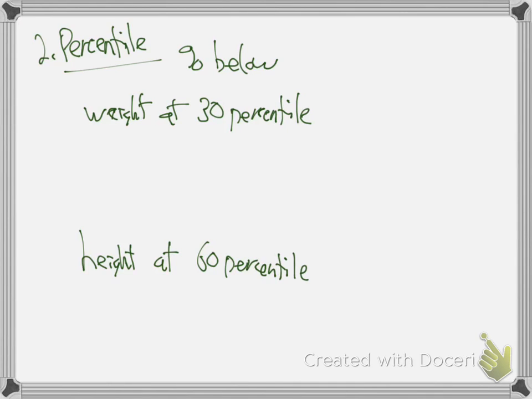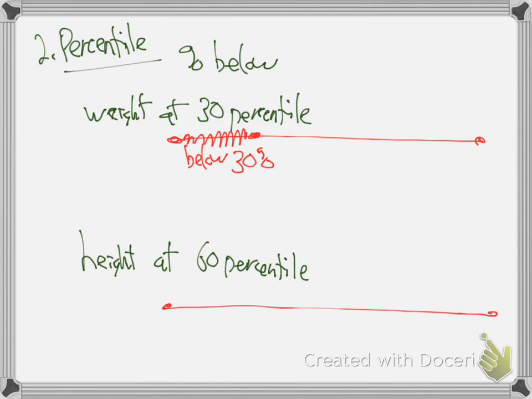So what does that mean? That means if you were to lay out all babies, if you're at the 30 percentile, it means you're 30% of the way through all babies' weights, right? Which means what? 30% are below you, right? This is the part below. Like 30% of all babies have lower weights than your baby.